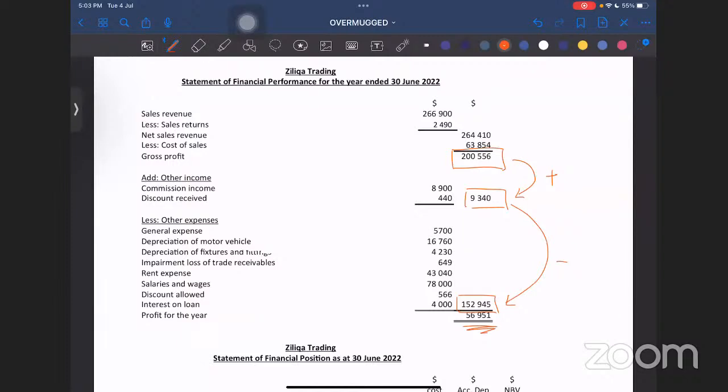Okay. So here's a positive number, so it's profit lah. If it's negative, then that will be loss. Loss for the year. And then I will put a bracket here like that. Okay, so that is for losses lah.